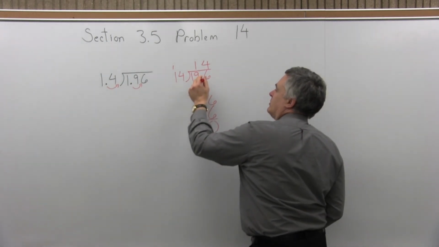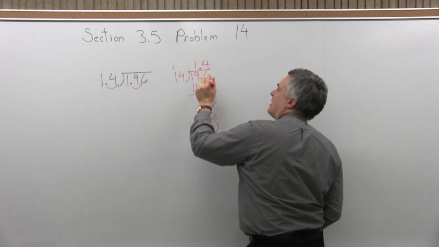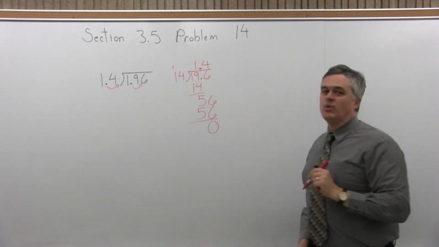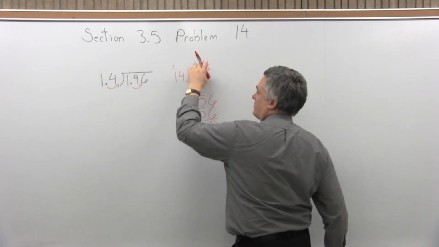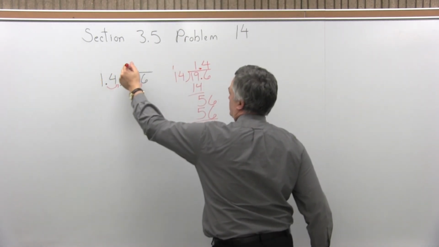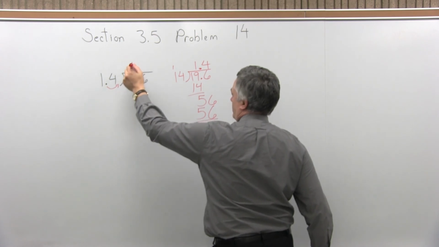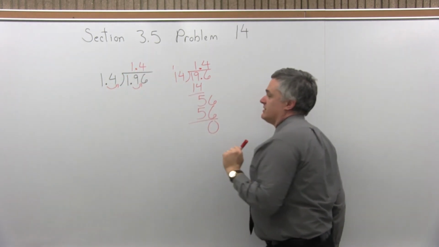The decimal that I moved has to come up vertically, so it's not 14, it's 1.4. So 14 divides into 19.6 1.4 times. So the original question, 1.4 divided into 1.96, is the same. It is 1.4.